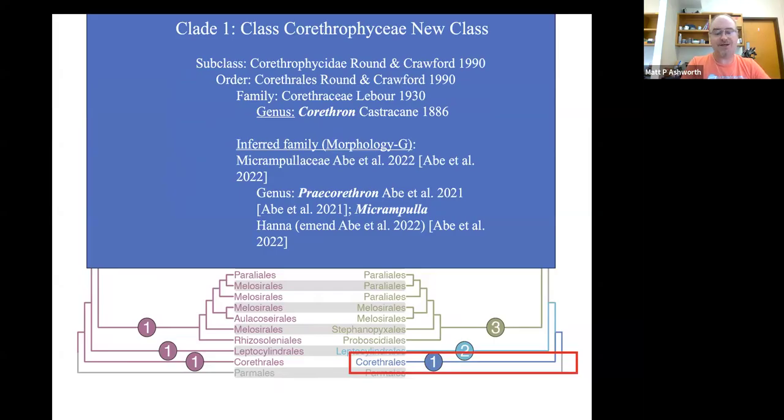So in this case, you can see that we've identified the Corethrophyceae down to family and genus with Corethron, which was present in the Alverson paper. But there's also been a couple of fossil corethroids that were well characterized by Kenta Abe and Rick Jordan's group. So we included those as inferred families here on the basis of morphology, that ring of flexible spines on the edge of the valves for the cells. So we identified Precorethron and Microampulla in an inferred family called the Microampullariaceae. And you can see again there, we've included citations for where we pulled this information.